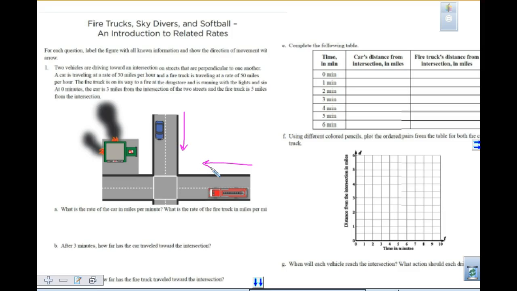Okay, so stop. Let's label our picture, right? Our car with an arrow. Can you use a calculator for this or not? Yeah, at some point, but right now you're just writing. Do you have a pencil to write with? Okay. So our car, we're going to put 30 miles per hour, and our fire truck is going 50.